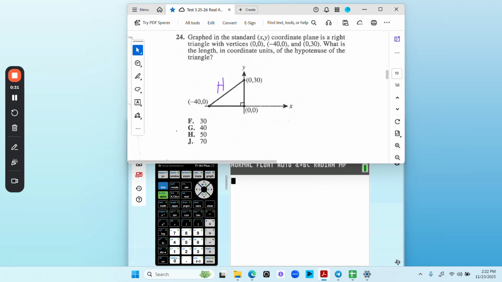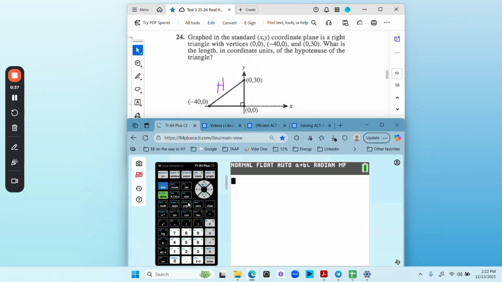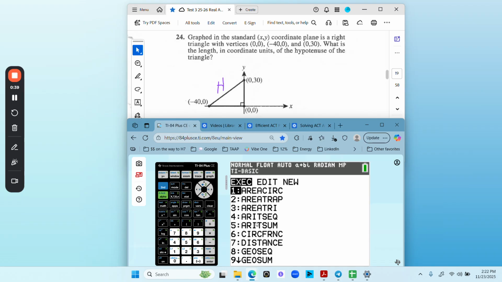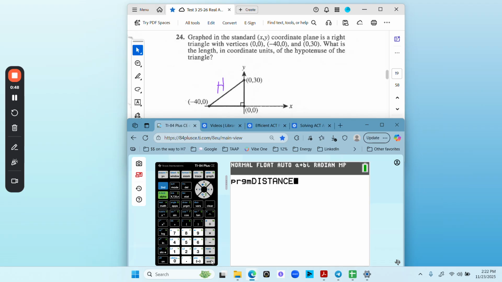So this side is h, and now we want to find the length, which is the distance, and we get to use the distance program. So if you don't have the distance program, check out my other videos where I walk you through how to write the program step by step. In this case, we're going to use distance. You select the program, and then we hit enter to run it, and it tells us what we need.